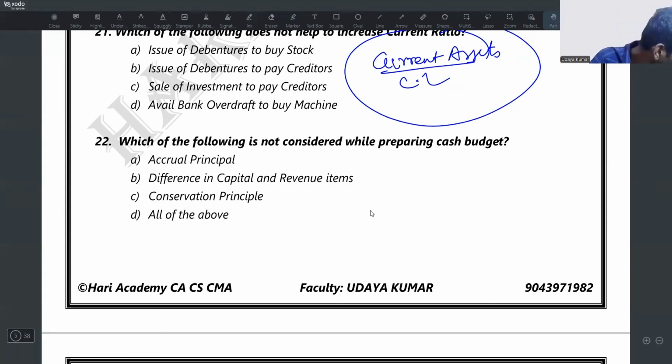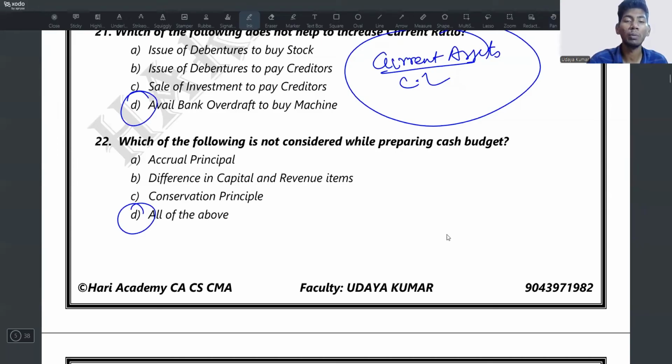Accrual principle will never be considered, right? We have to only consider the cash items. Difference in capital and revenue items will not be considered, which is irrelevant, and conservation principle is purely irrelevant. Because these all items will not be considered while preparing the cash budget, option D, all of the above, is the right option.